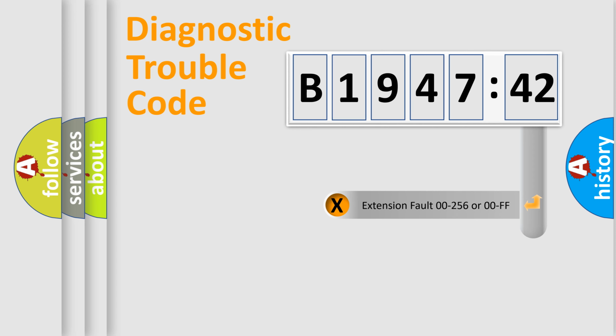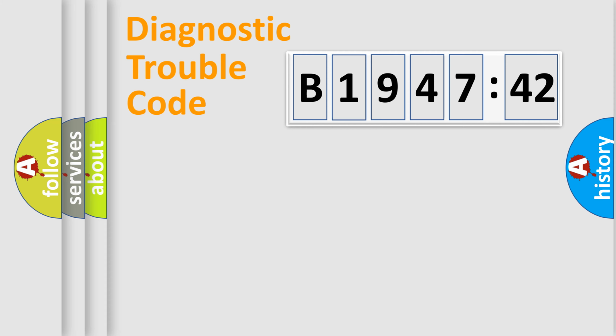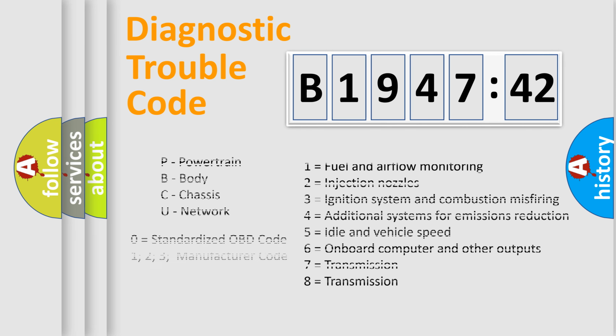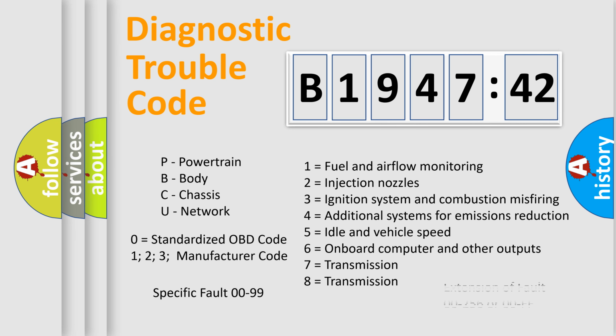The add-on to the error code serves to specify the status in more detail. For example, a short to the ground. Let's not forget that such a division is valid only if the other character code is expressed by the number 0.